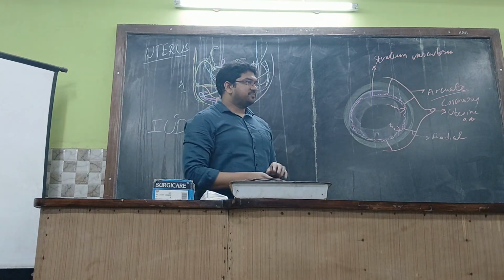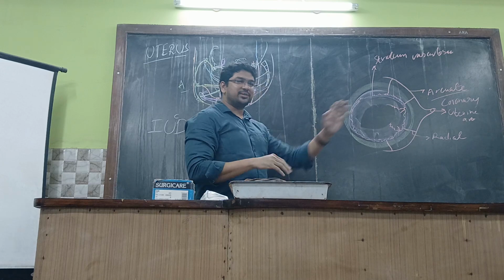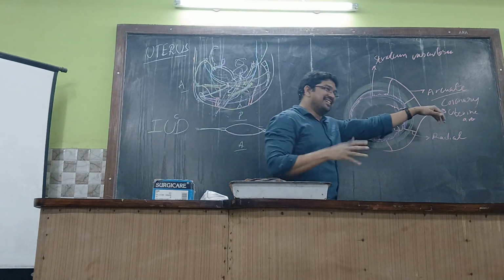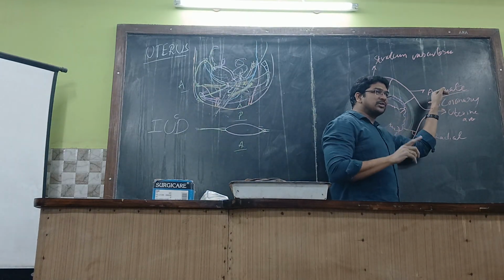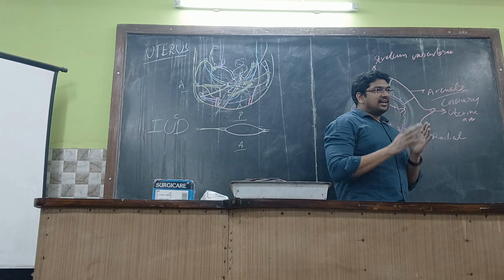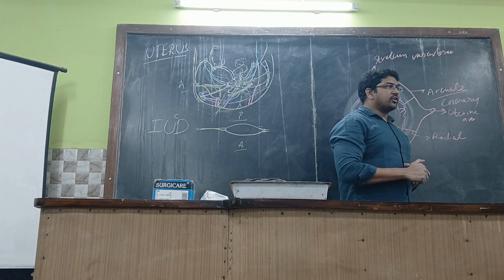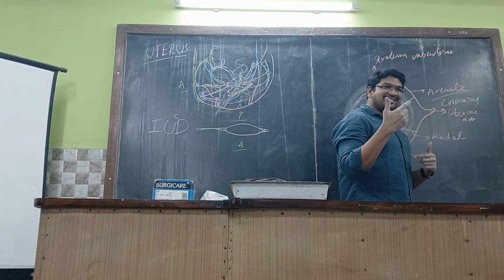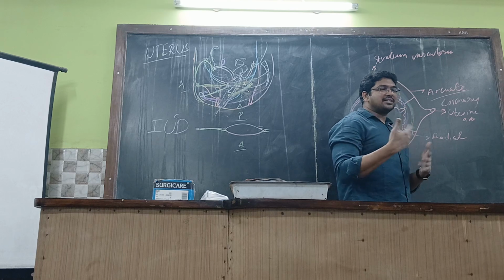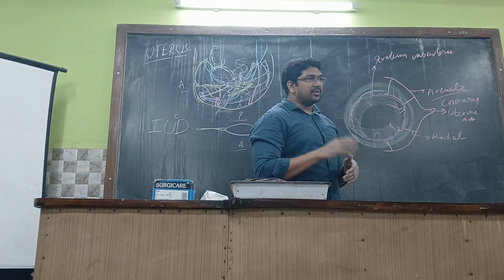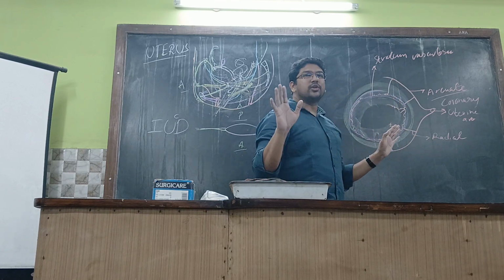Don't know? It is an important question, that's why I have asked you. What is it? Before puberty. Exactly, before puberty there will be simple columnar, ciliated columnar. After puberty it will be only columnar. Okay?